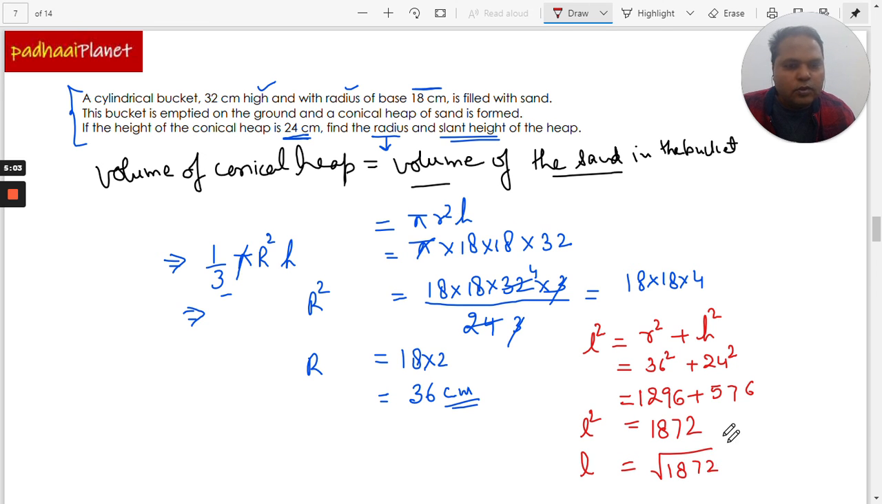And now to calculate L we can simply take the square root of 1872. So that's going to be, let's just quickly find this out. Yeah, it'll take a minute. So that's like 43.26 approximately. So I'm going to write this 43.26, and that's going to be in centimeters. So that's the slant height of the conical heap, right?